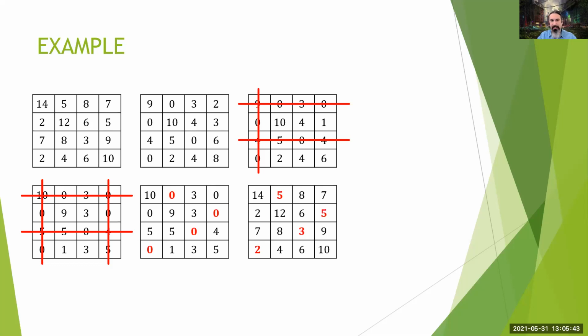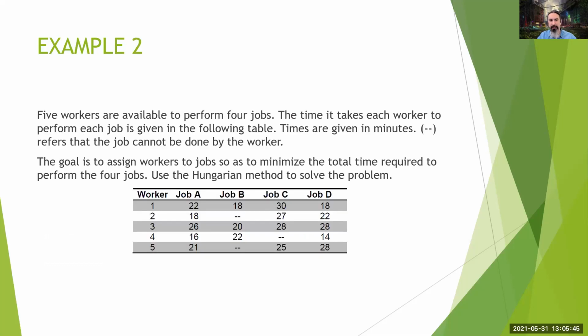Okay, but this is just a simple version. Let's get a bit more harder. For example, 5 workers are available to perform 4 jobs. Now this means that I have 5 workers and 4 jobs. This is not a square. I have to make sure that it's a square, so I'll get there.